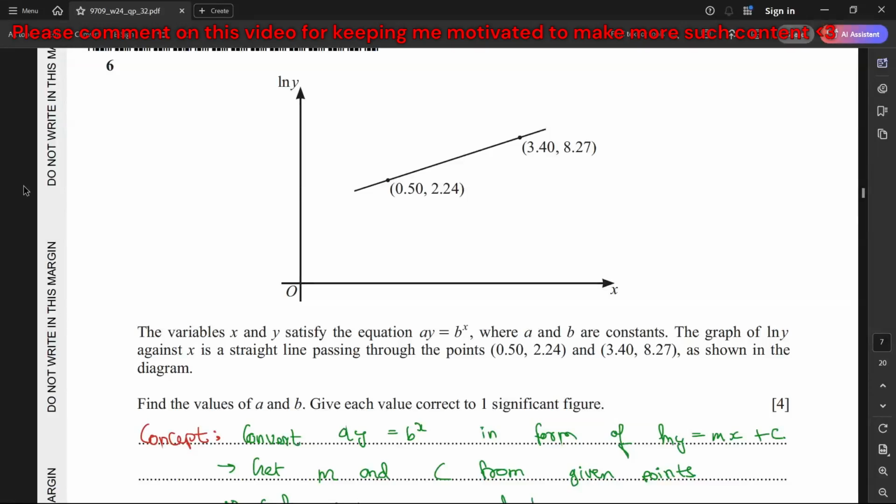Now moving on to question 6. Over here we have a very classical question that we get in logarithms. We have a graph of ln y against x on the x-axis. Because we have a straight line, the question is based on converting the given a y equals b to the power x into the format of a straight line. This straight line for ln y and x has the coordinate 0.50 for the x, 2.24 for the ln y, and respectively this coordinate as well. Based on this, we'll be asked to find the values of a and b, correct to one significant figure.